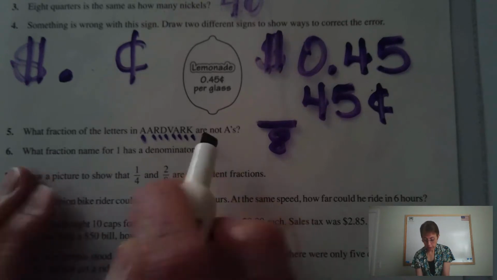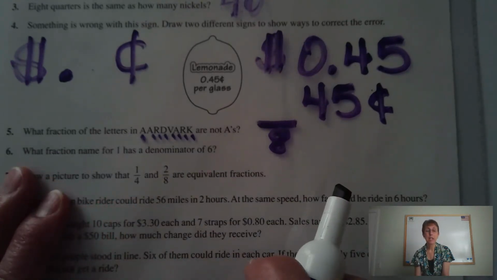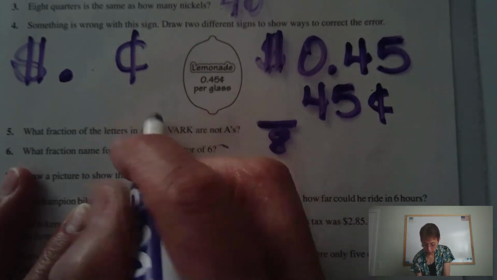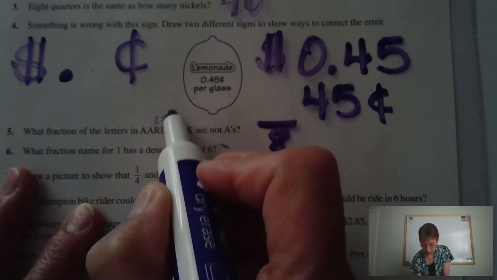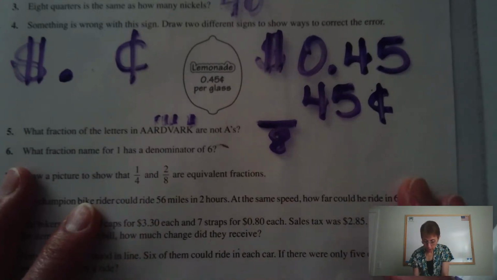Now, for the numerator, it says what fraction of the letters are not A's. So looking for those letters that are not A's, we have an R, a D, a V, and a K. So we have 4 letters.